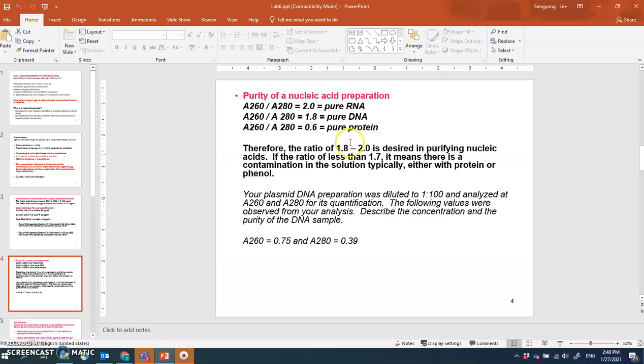So what if your ratio value was between 1.8 and 2? Then what that means is, it's not pure DNA or it's not pure RNA. It's a mixture of both, right?